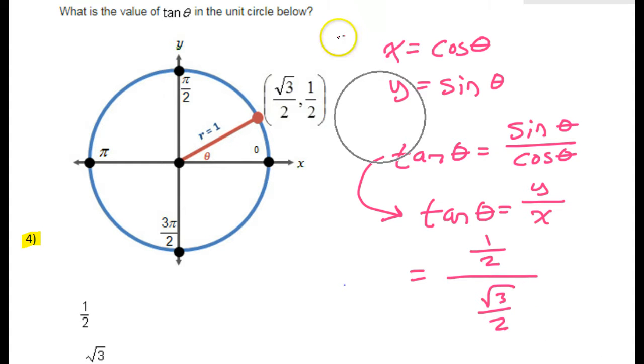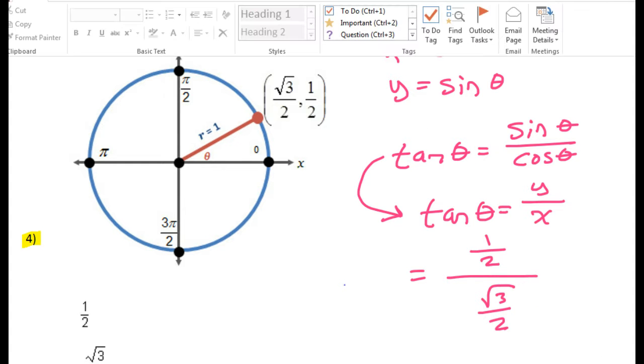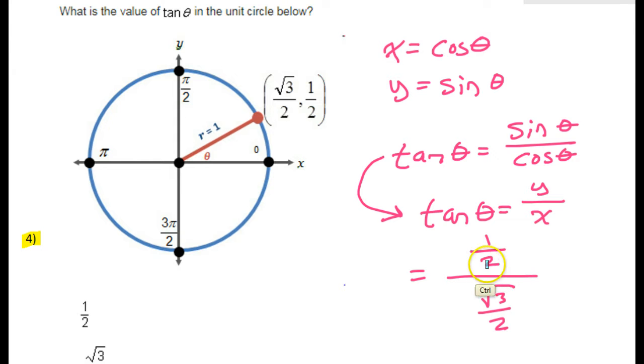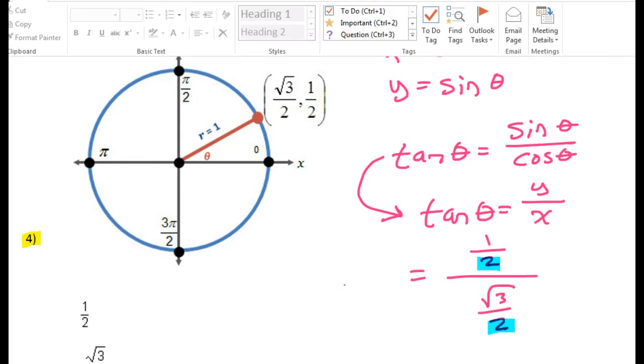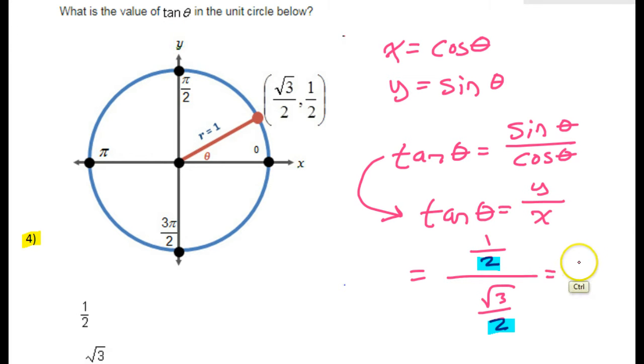Okay, but check this out. Here's a shortcut for you. Notice how the denominators are the same. Well, when you divide, those denominators will cancel each other out. So that's going to leave you with only the numerators, the 1 and the radical 3. So that's 1 over radical 3.